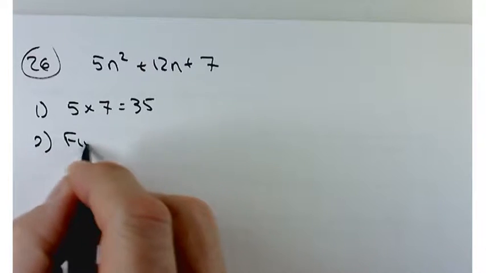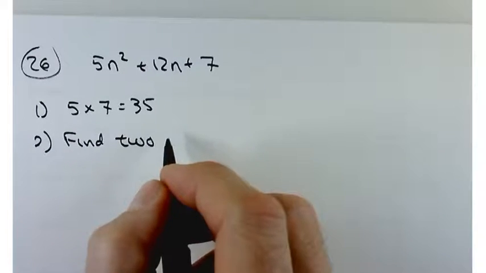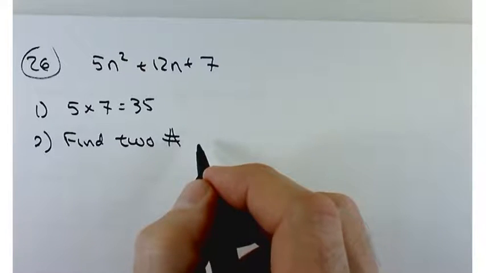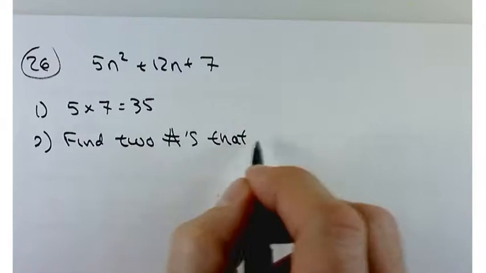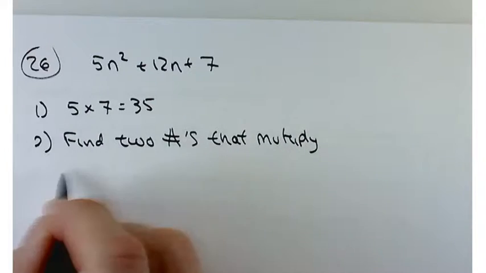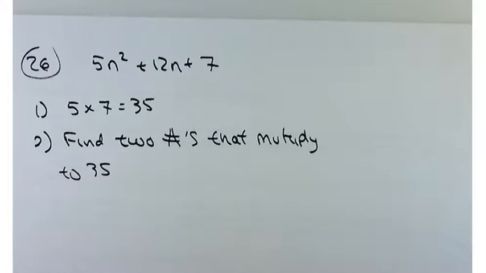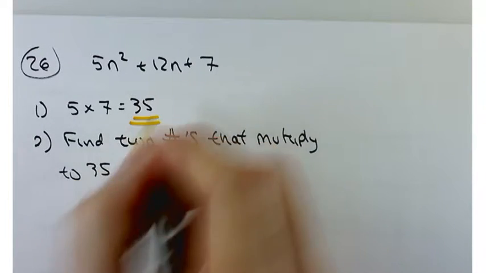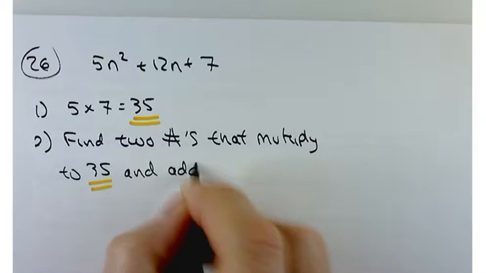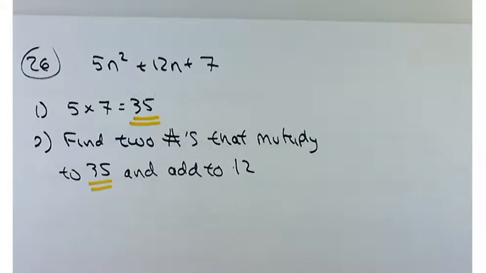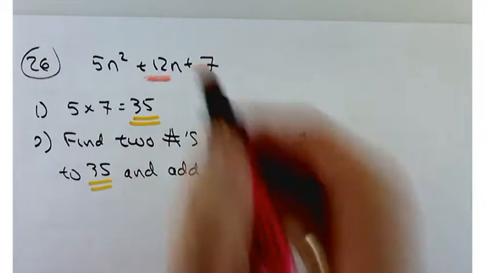The next step is to find, I feel bad using the hashtag. When I grew up, this meant number. So find two numbers that multiply to 35. And that 35 is coming from right here. There's your 35. Find two numbers that multiply to 35 and add to what? 12. Add to 12. And the 12 comes from right there.